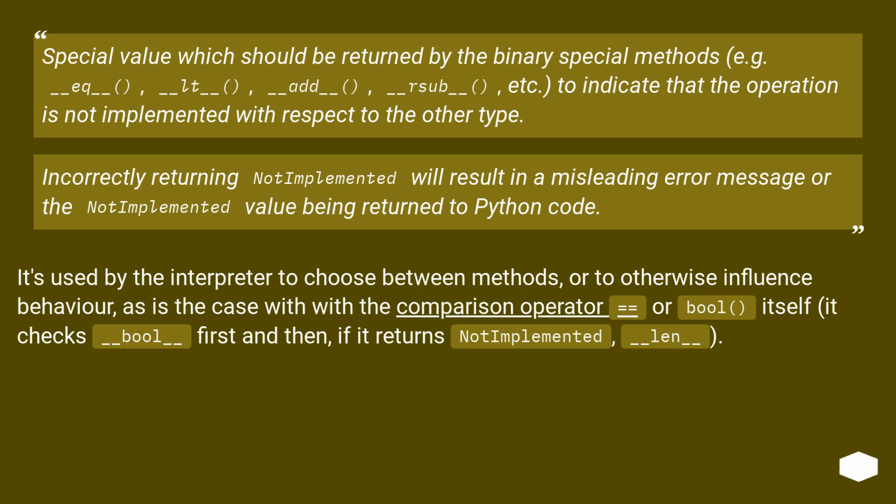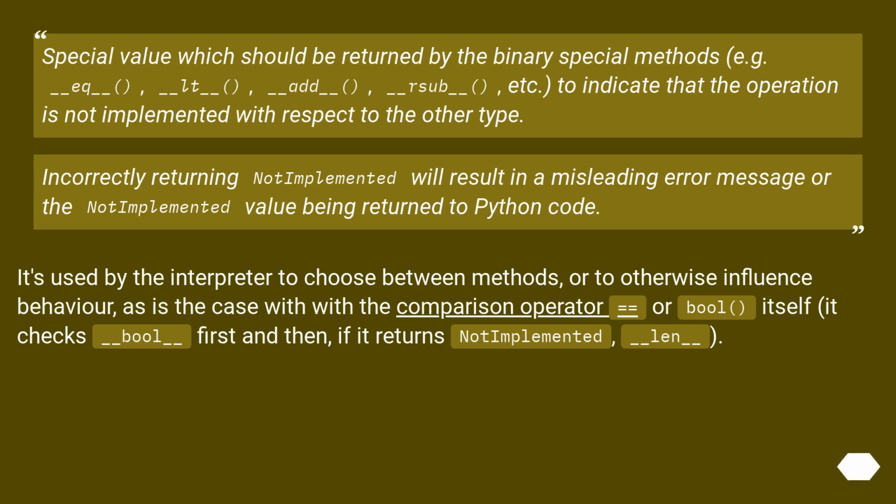Special value which should be returned by the binary special methods, for example __eq__, __lt__, __add__, __sub__, etc., to indicate that the operation is not implemented with respect to the other type. Incorrectly returning NotImplemented will result in a misleading error message or the NotImplemented value being returned to Python code.